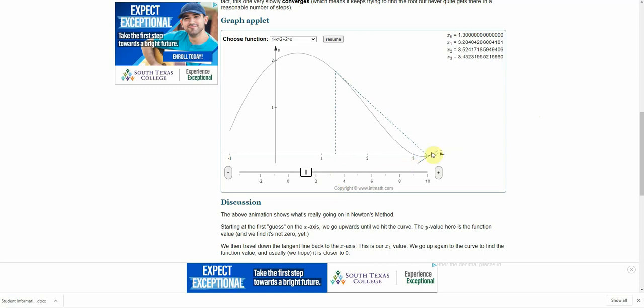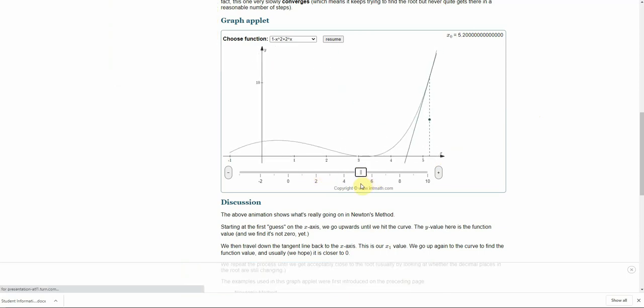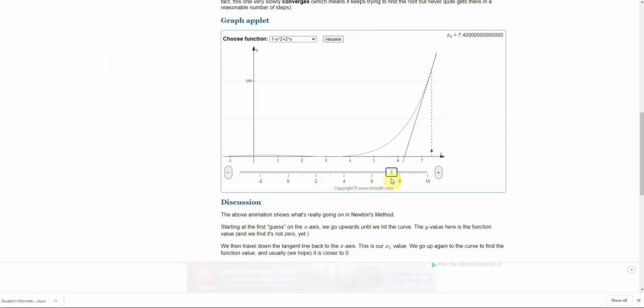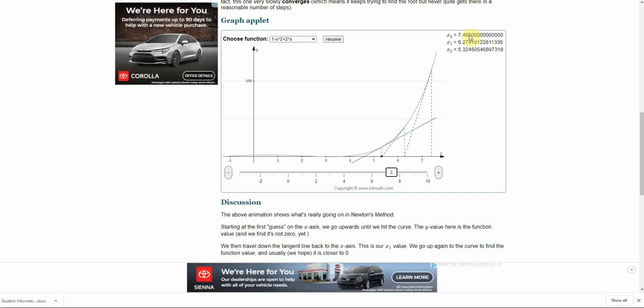Oops, that one's going to find me. Did you notice something here? If my guess is way off, my tangent is going to cross me over here and it's going to find me the other 0. So got to be careful. Okay, so right here I'm going to go with 8. See what 8 gives me.